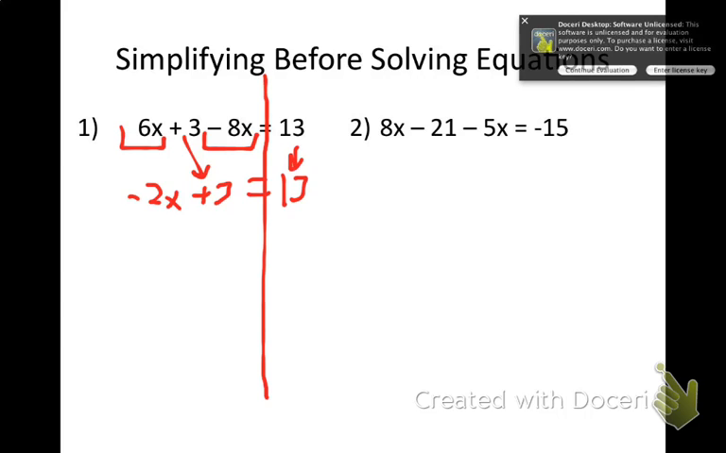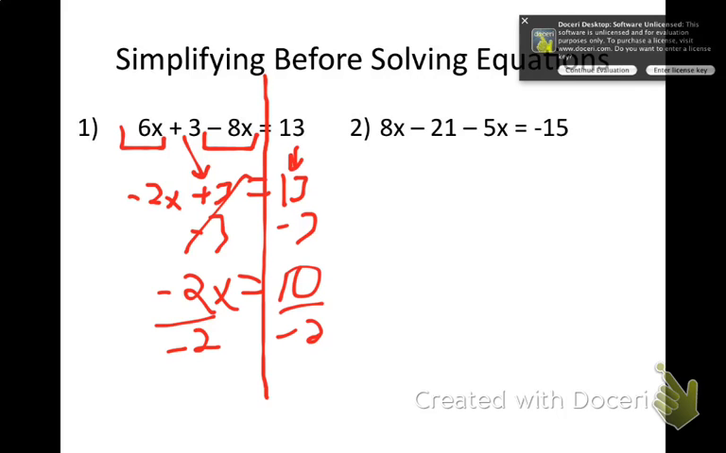From here, it's just a two-step equation. Two-step meaning I have two steps till I get my answer. What's my next step going to be, Andy? Subtract 3. Giving us negative 2x equals 10. And then I do what, Andy? Divide by negative 2. And I get an answer of x equals negative 5.